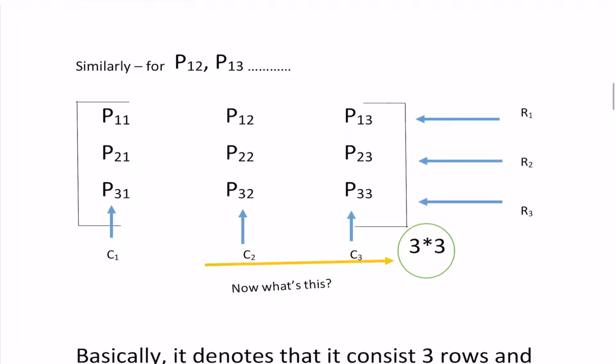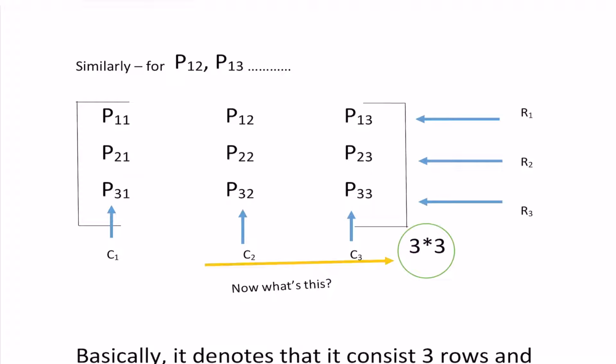Now, as I have said, P11, P12, P13 is denoting row 1. It means that row 1 is going on. As you can see, P21, P22, P23 is row 2, and P31, P32, P33 is row 3.